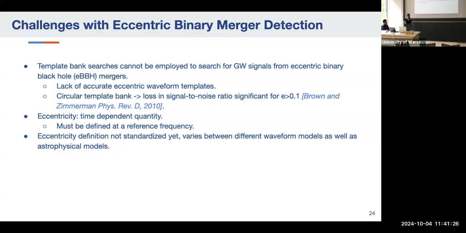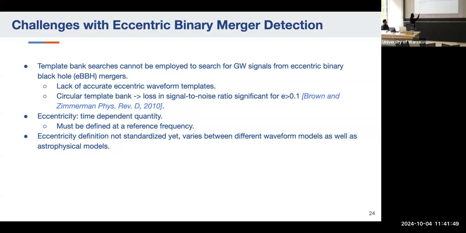But this will not be efficient because many studies have shown that the loss in the match between the waveforms is very significant for eccentricities greater than 0.1. So what this means is that these modeled searches can only look for eccentric binaries with eccentricities up to 0.1. Beyond that, the cross correlation is not good enough.